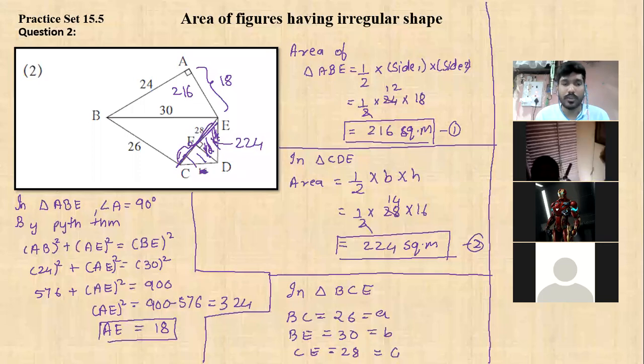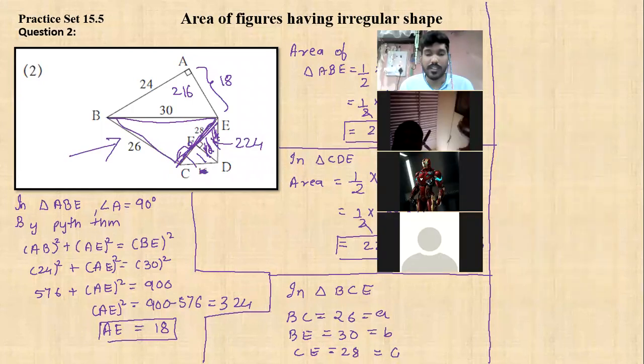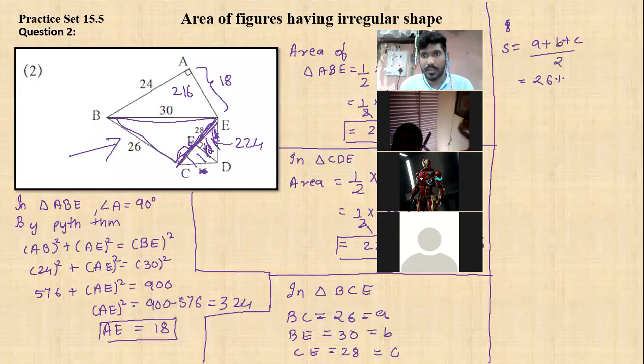So now look at triangle BCE. This is triangle BCE. All the lengths of the sides are given, so we'll use Heron's formula to find the area. First we have to find the semi-perimeter. S is equal to A plus B plus C upon 2. So that will be 26 plus 30 plus 28 divided by 2.